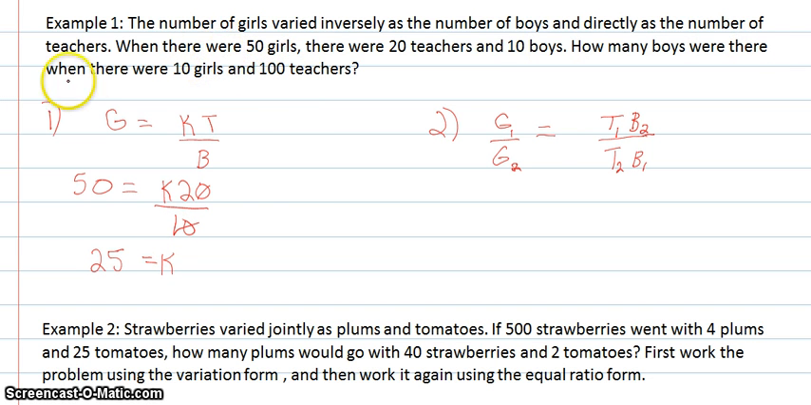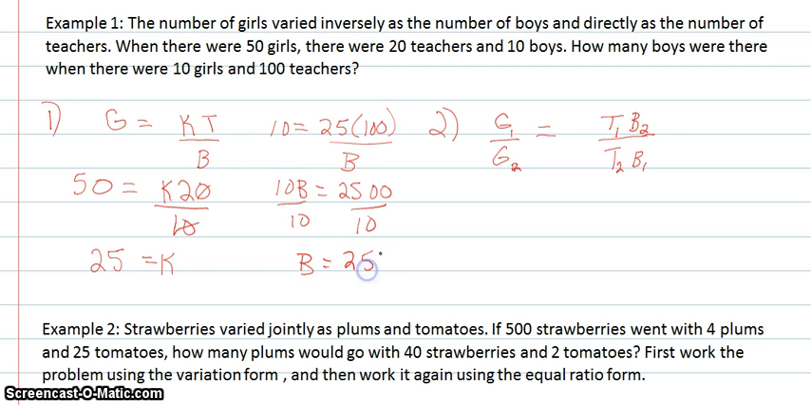And then I could go to the second part of the information where they're asking for how many boys were there when there were 10 girls and 100 teachers. So I can fill in the K value. So there were 10 girls, 25 is our constant, there were 100 teachers, but we want to find out how many boys there were. So I'd multiply by B on both sides, so I'd have 10B equals 2,500, and then divide both sides by 10. So the number of boys is 250.